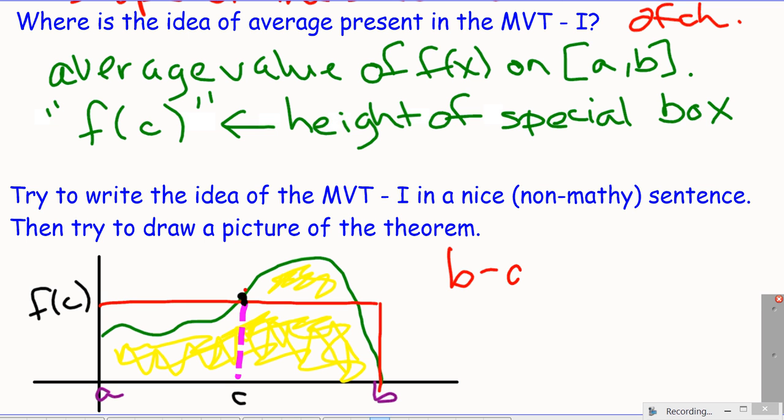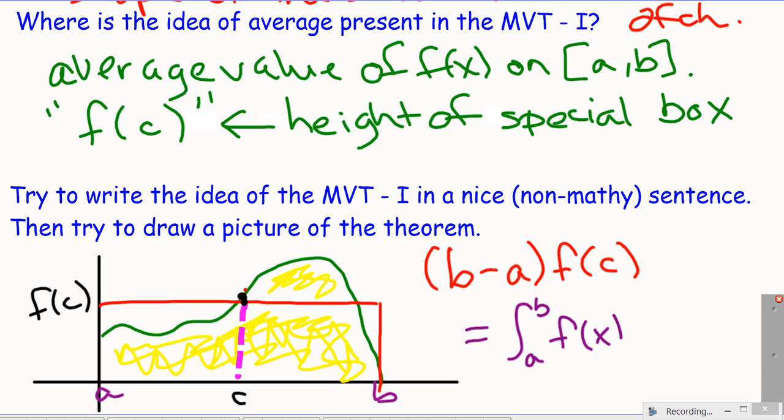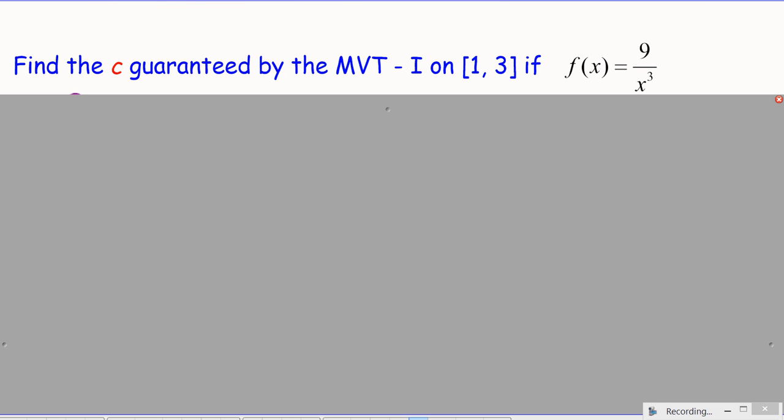B minus A times f of c. That's base times height. And that would have to be equal to the exact area under the curve, which would be the integral from A to B of my function. And if you reorganize that equation and solve for the f of c component, this part is what is called the average value of the function, this number right here. Okay? So on the next page, there are a couple of problems that I'd like you to try. Again, pause the video and then come back and check your work.